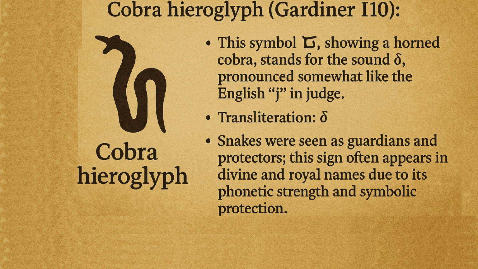7. Cobra hieroglyph, Gardiner I10. This symbol, showing a horned cobra, stands for the sound, pronounced somewhat like the English J in "judge." Transliteration. Snakes were seen as guardians and protectors. This sign often appears in divine and royal names due to its phonetic strength and symbolic protection.